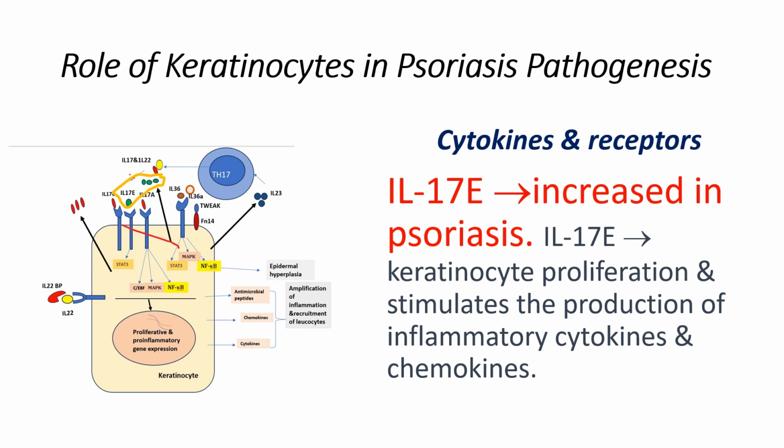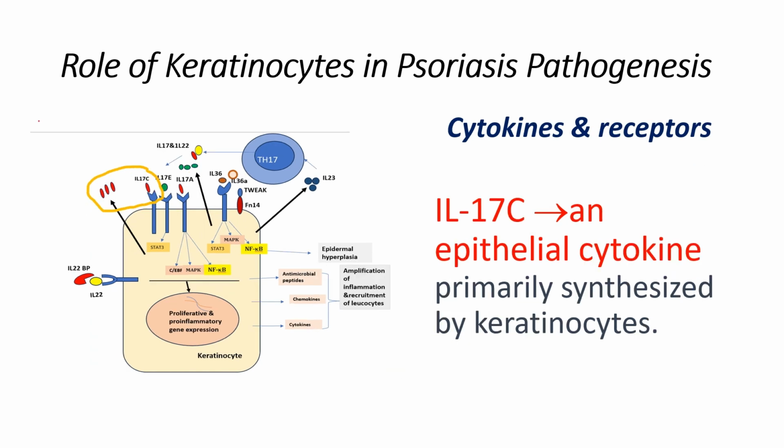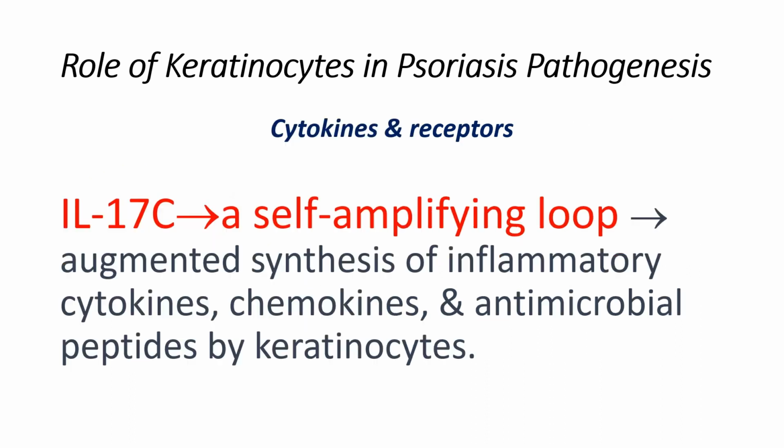STAT3. Interleukin 17C is an additional member of the interleukin 17 family that has been characterized as an epithelial cytokine primarily synthesized by keratinocytes within the skin. Interleukin 17C establishes a self-amplifying loop leading to an augmented synthesis of inflammatory cytokines, chemokines, and antimicrobial peptides by keratinocytes. Consequently, this process facilitates the recruitment of immune cells to the skin.